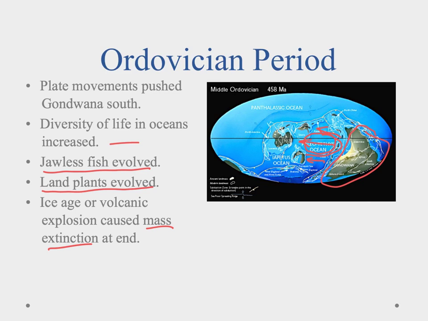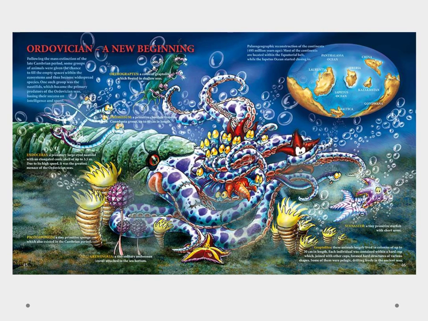And we believe that that was either caused by a large ice age or by a volcanic explosion that would have put the dust out and would have basically contaminated the atmosphere, and that would have caused a lot of issues. So in this graphic, I just wanted to show you what we're talking about with the Ordovician. We call it a new beginning.